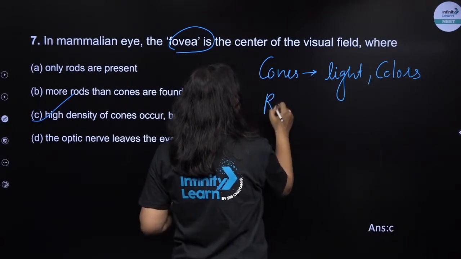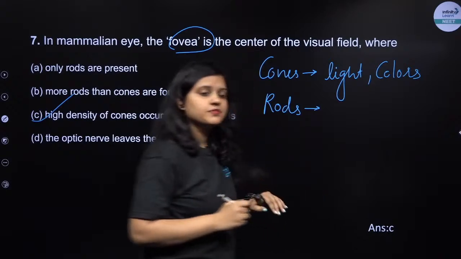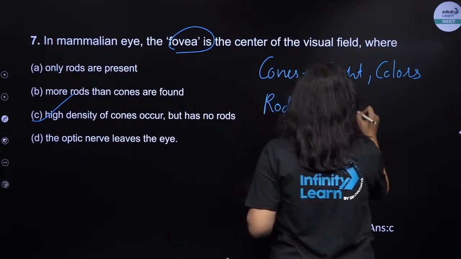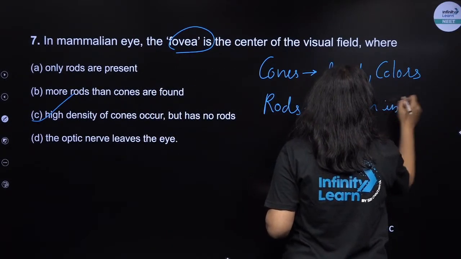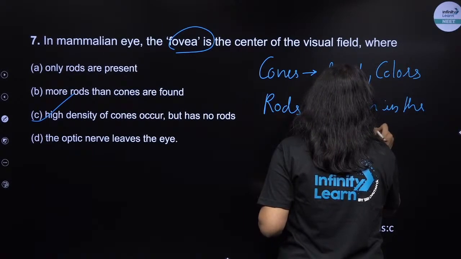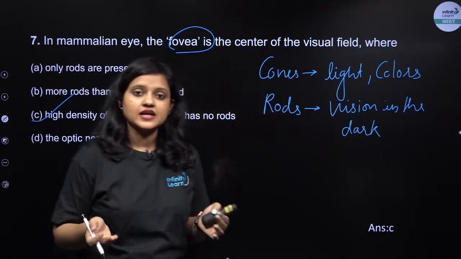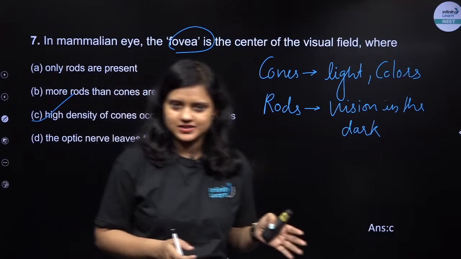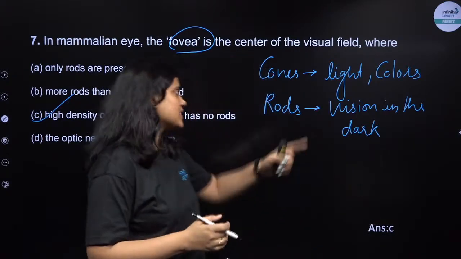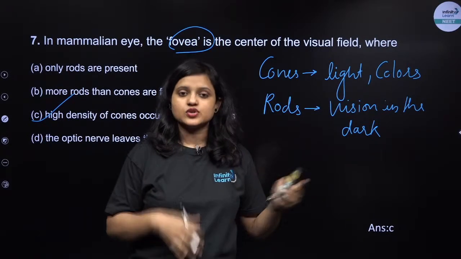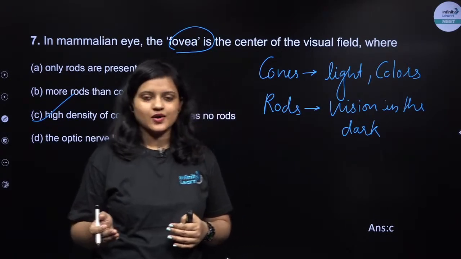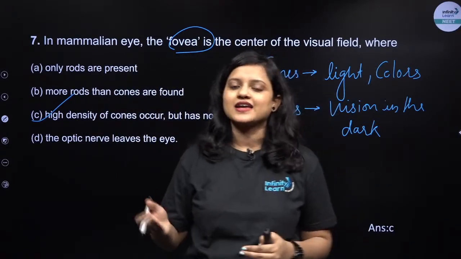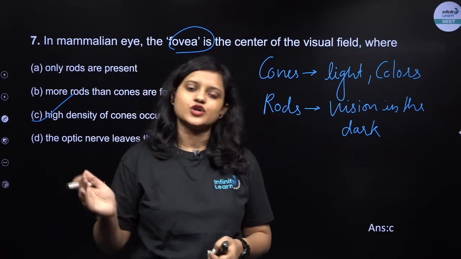But when we talk about rods, they are responsible for scotopic vision, that is vision in the dark. So if in a question it is asked that bats are more active during the night, what happens in bats? Rods are more in their eyes, so they are able to see in the dark as well. All the nocturnal animals will have more number of rods so that they can see in the dark as well. So rods are responsible for scotopic vision.